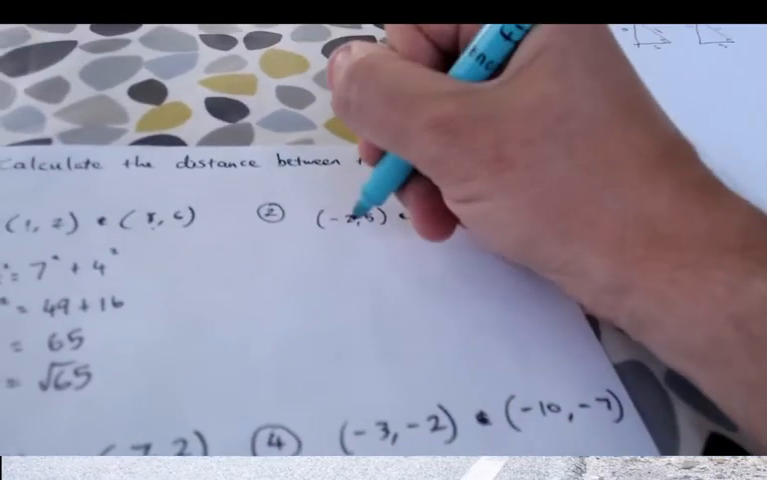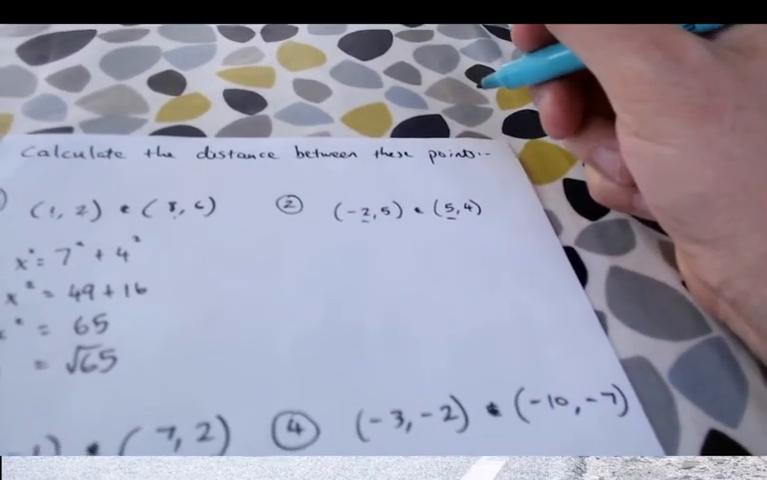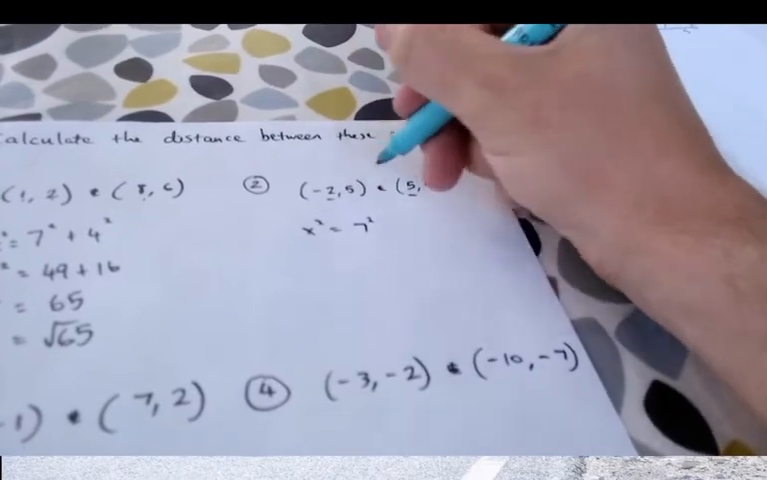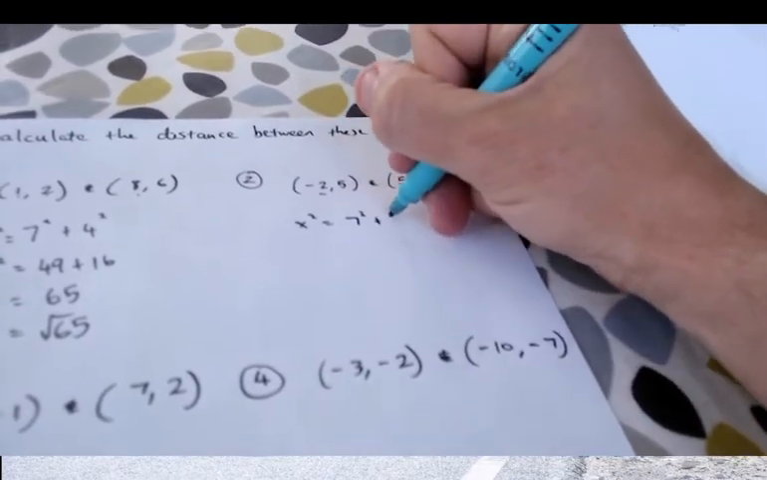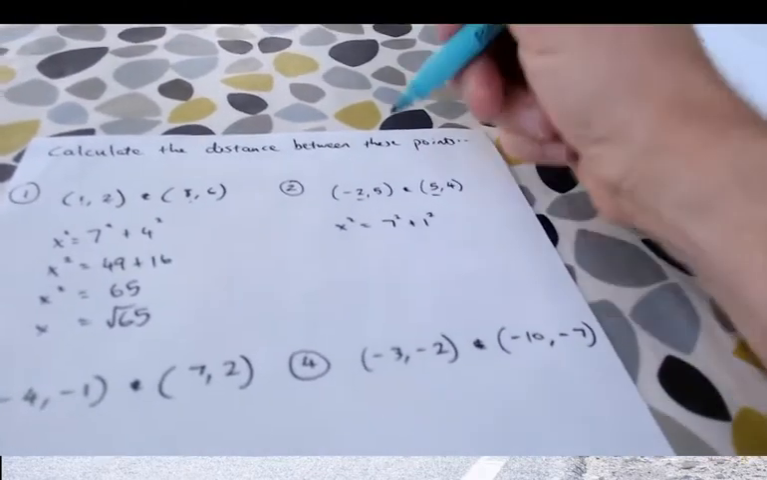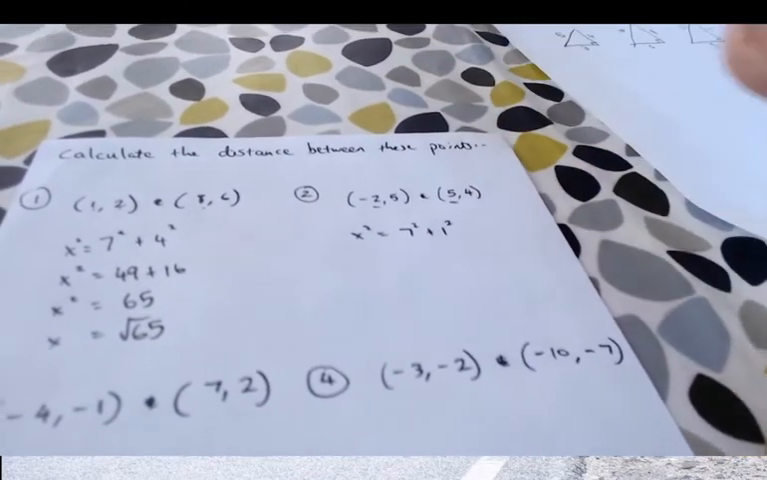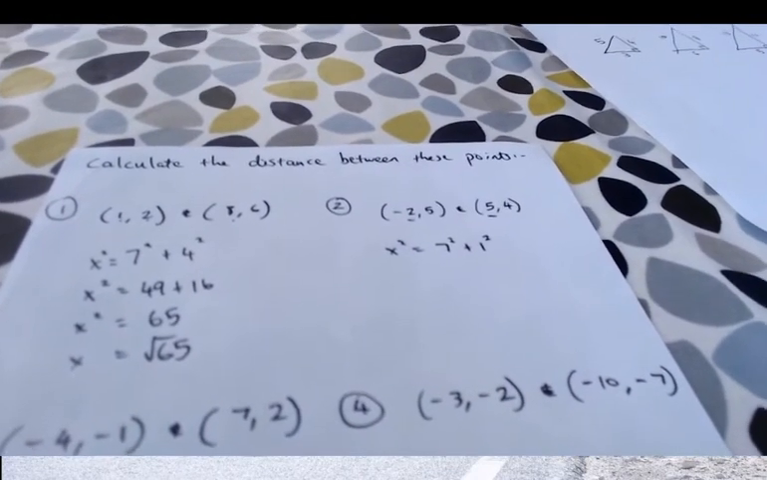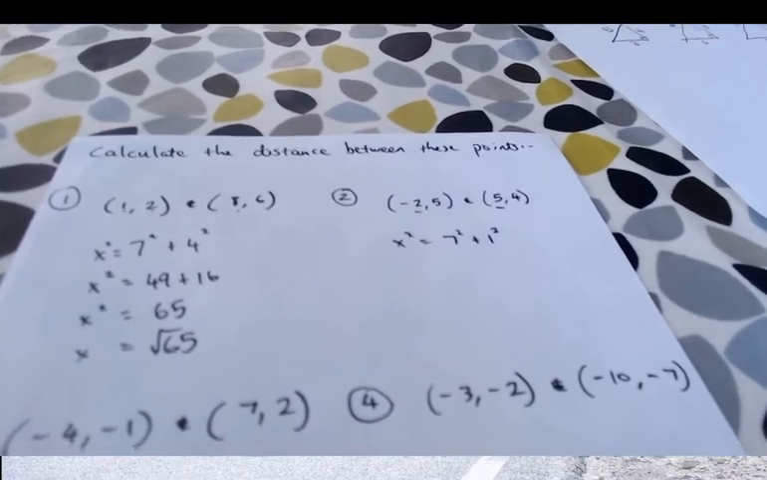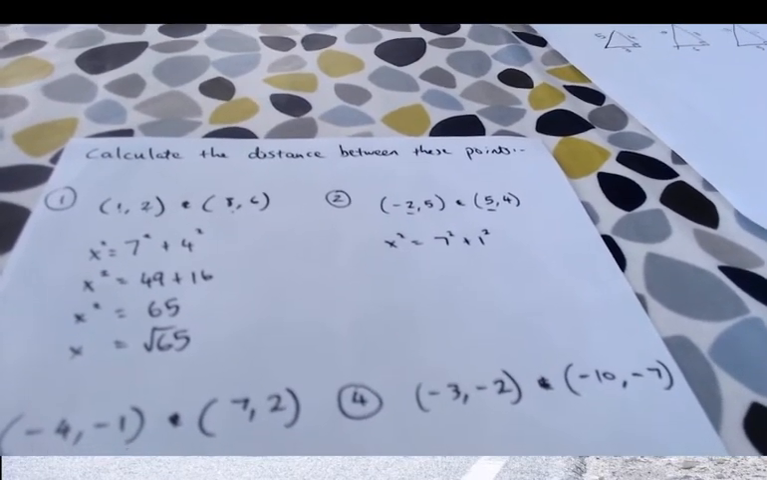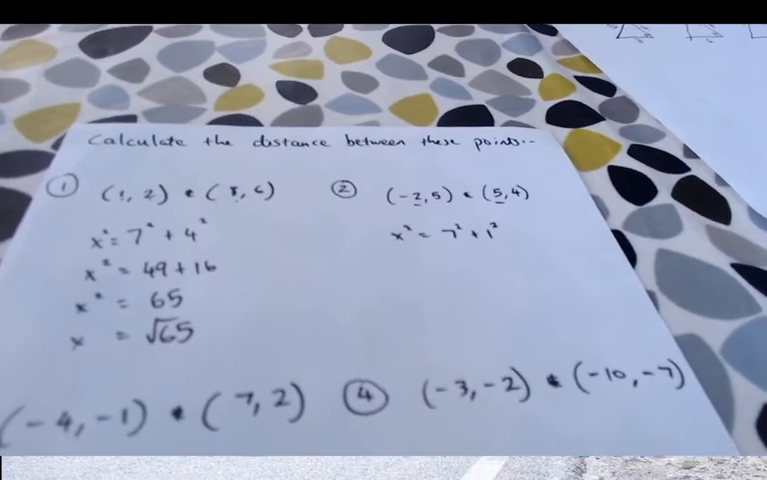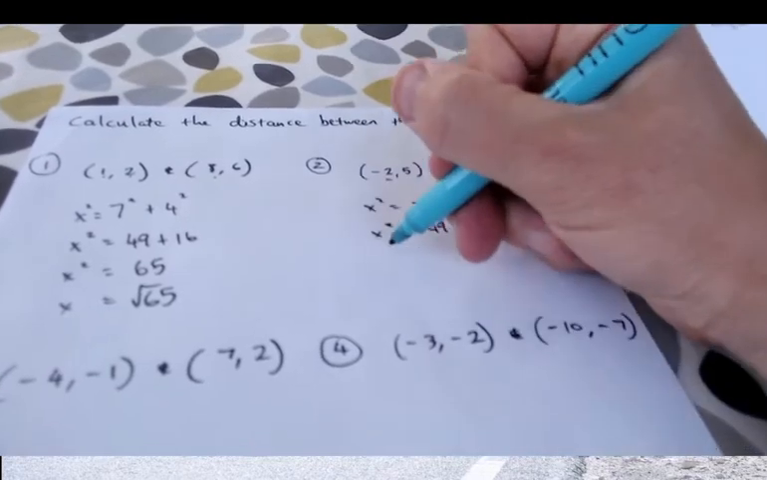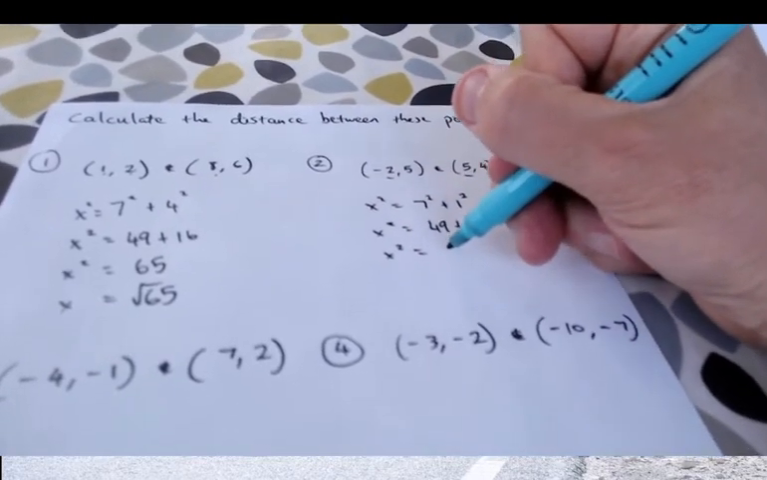Number 2, difference between the x coordinates. Minus 2 all the way up to 5 is a gap of 7. The difference between the y coordinates is 1. Now, you might be wondering, wait a minute, is this minus 1 or is it positive 1? It doesn't matter, because you're going to square the answer, and when you square a negative you get a positive anyway. So don't worry too much about is it a negative or a positive. I would always just go with the positive difference between them. That's going to give me 49 add 1, which is going to give me 50.